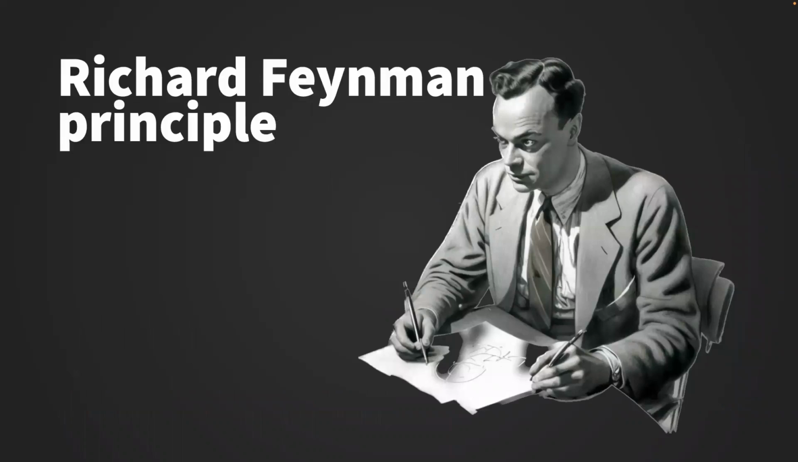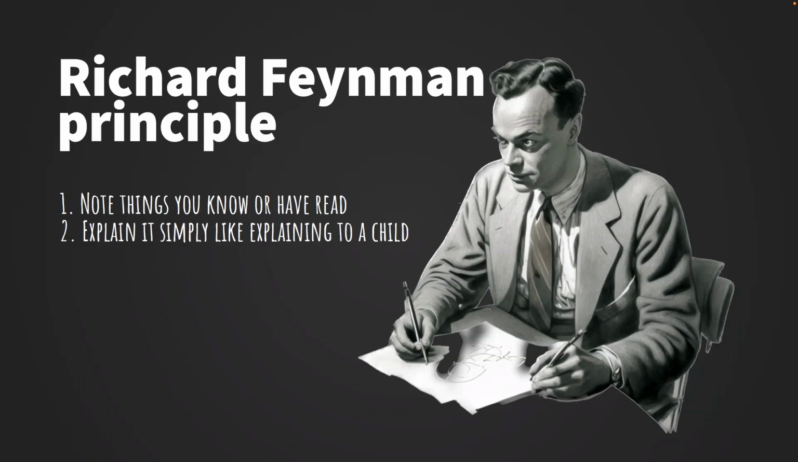It's a good way to employ the Richard Feynman principle. At a very high level, you note the things you know and you've read. This is going through your literature notes and putting that in there. Explain it as simply as you can, as if you're explaining it to a child. Good luck, because it's a very complex subject that you guys are working on. But at the same time, the simpler you do it, the easier it will be for you in the future.